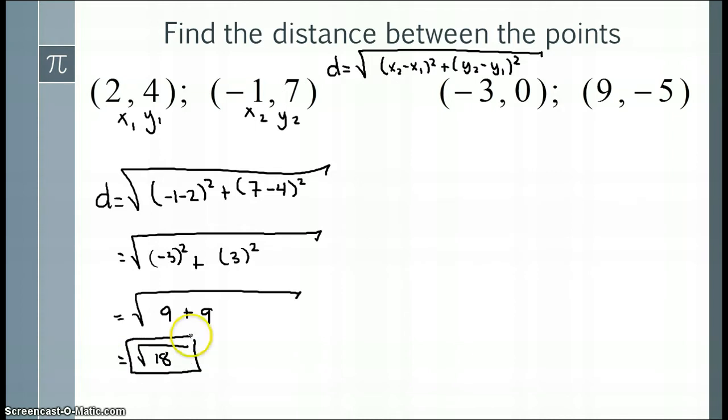You can give me that on any test or quiz. If you would like a bonus point on your test, you can go ahead and simplify the radical by factoring. That's 9 times 2. 9 is 3 times 3. So this would be 3 radical 2. So again, that would count as a bonus point.